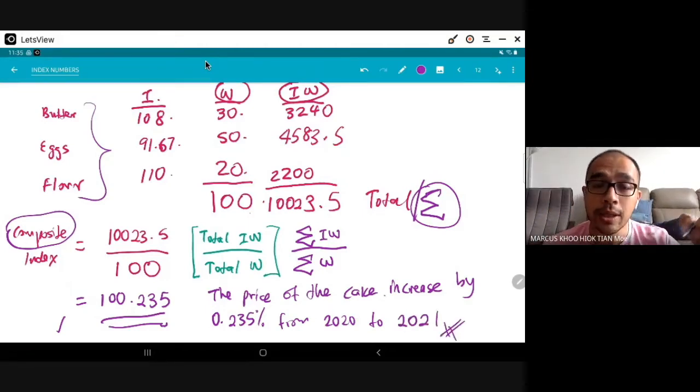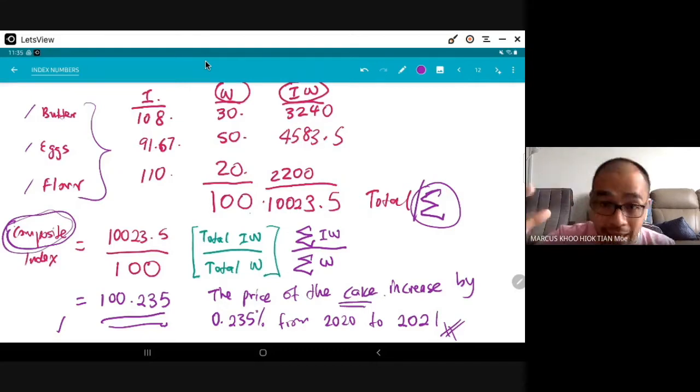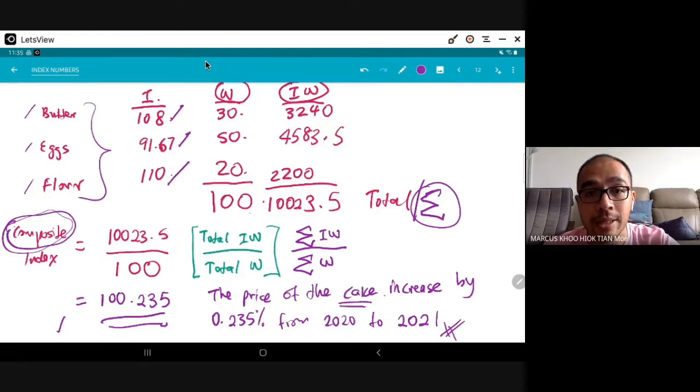So the difference between what we studied yesterday is butter, eggs, and flour separately. But we have to combine them together to make the cake. So that's why we use composite index, because we want to know the price of that cake. After you take into consideration the butter, the eggs, the flour, you see the butter increased in price, the eggs decreased in price, but the flour also increased in price. That's why we have to calculate the composite index to know whether the cake actually went up in price or down in price. And that's how we use composite index.